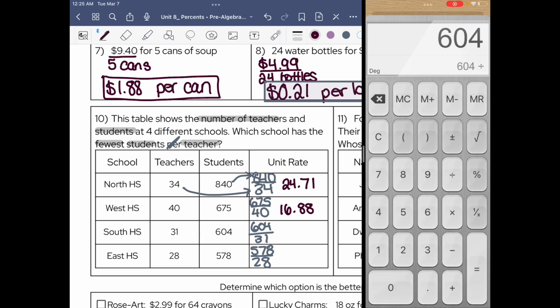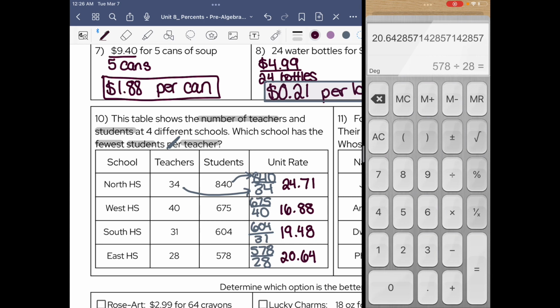604 divided by 31 is the next one. 19.48, and since the third number is a 3, it stays 19.48. And then the very last one, 578 divided by 28. 20.64. Since the third number is a 2, it stays the same, 20.64.